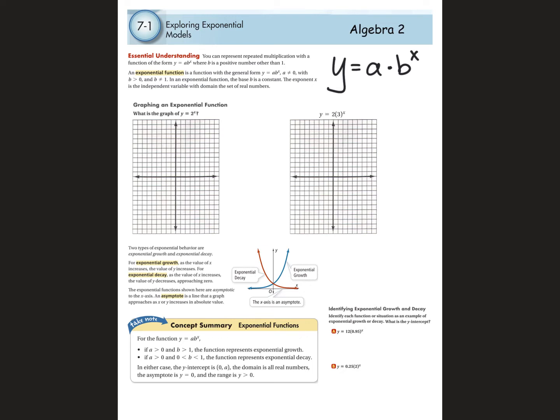This is section 7.1. These are going to be the first part of your notes. In this first part, we're going to talk about graphing exponential functions, and then we're also going to talk about, is it growth or decay? And then the last part is, are we going to be able to find the y-intercept? So there's essentially three things in this video we're going to look at.